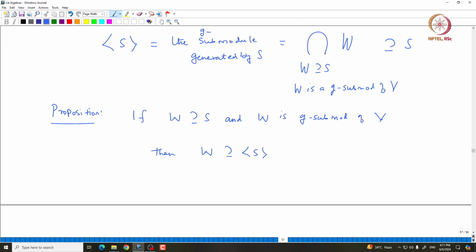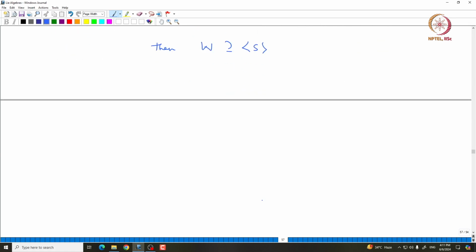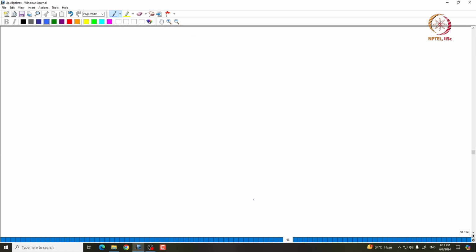To explicitly write down the spanning set of the submodule generated by S, we need the notion of universal enveloping algebra. Actually, without that, one can work inside GL of V and try to get the spanning set for the submodule generated by S. So, let us see how one can get that. This is actually a very important thing.